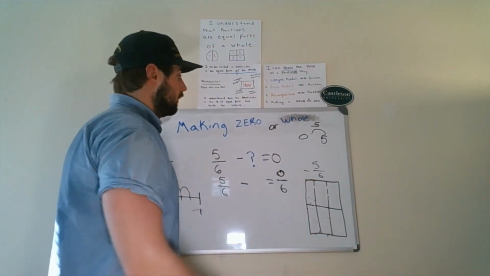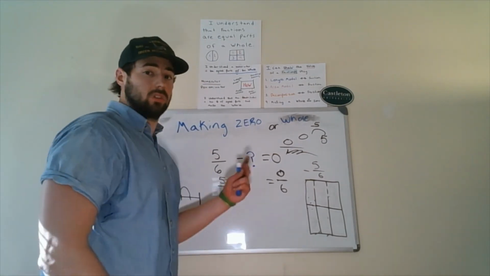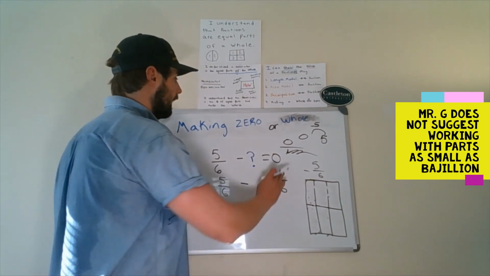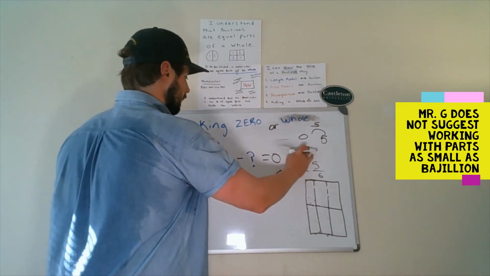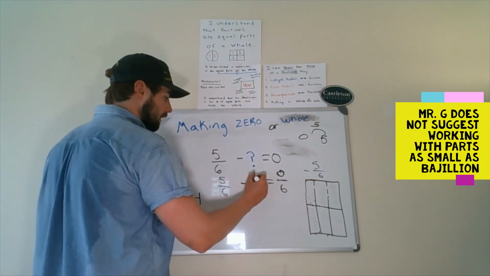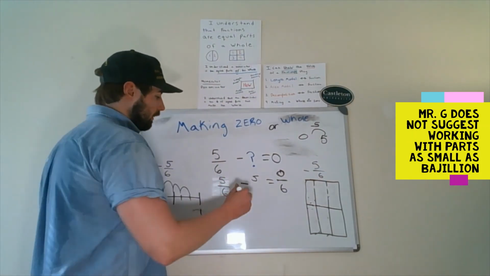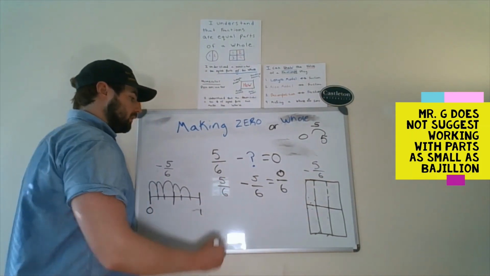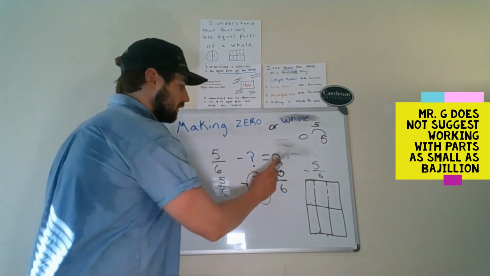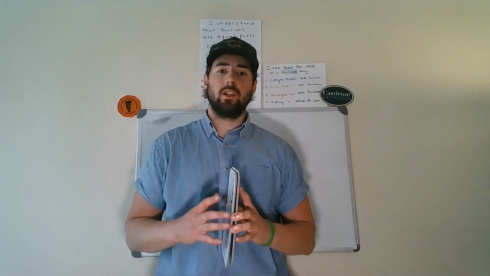No parts. I could have 0 a bajillion. Still 0 bajillions. Okay? So, I have 5/6. I know that 5 minus 5 would get me 0. But I know with fractions, the parts that make the whole don't change. 5/6 minus 5/6 is going to give me 0/6. That's 0.